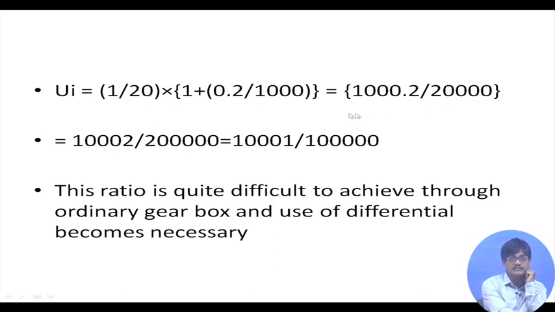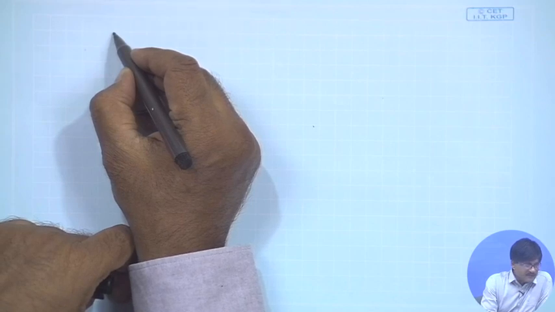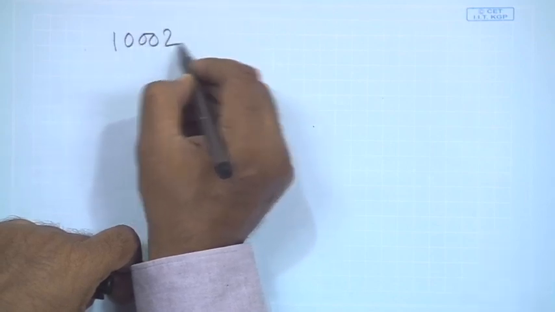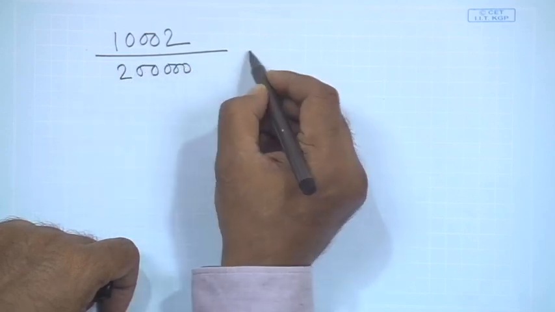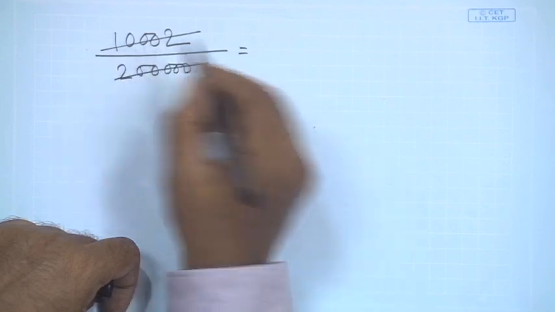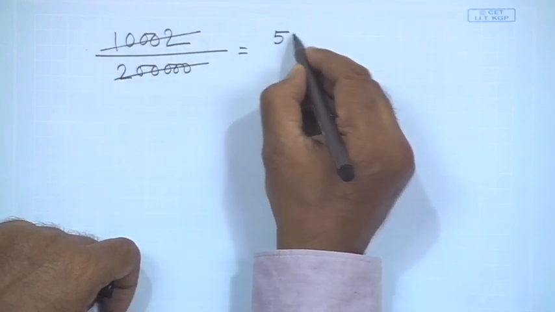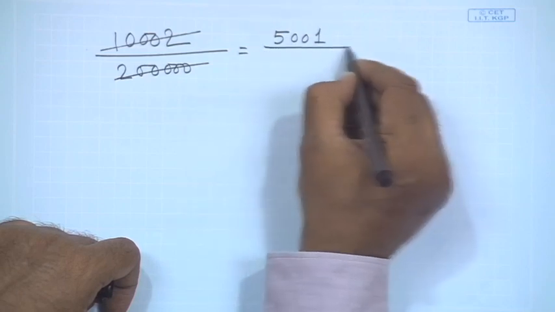1000.2 divided by 20,000. I remove the decimal, so it becomes 10,002 divided by 2 lakhs, which is equal to 10,001. Wait a minute, have I made a mistake? Yeah, there is a small mistake here. Please look at this. We have finally 10,002 divided by 2 lakhs. I intend to cut it with 2. I am sorry, please make this correction: 5001 divided by 1 lakh.